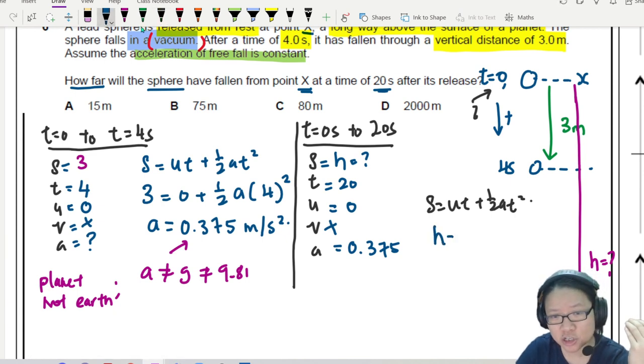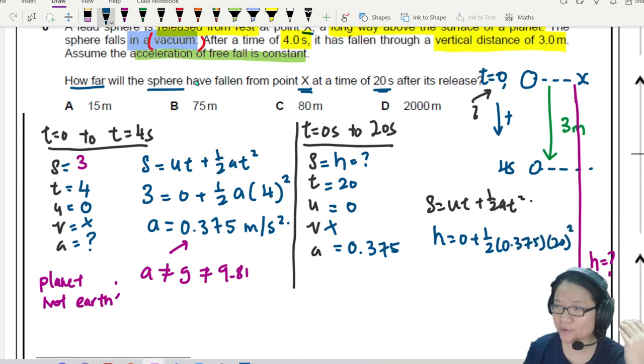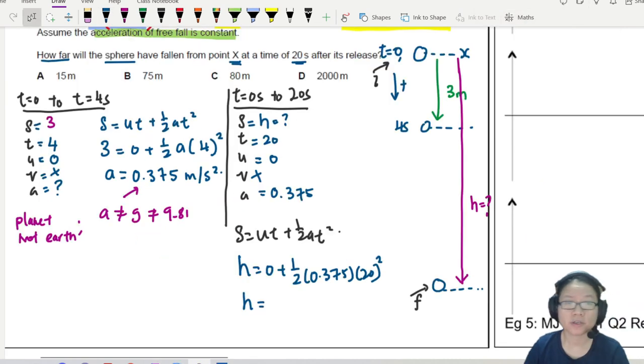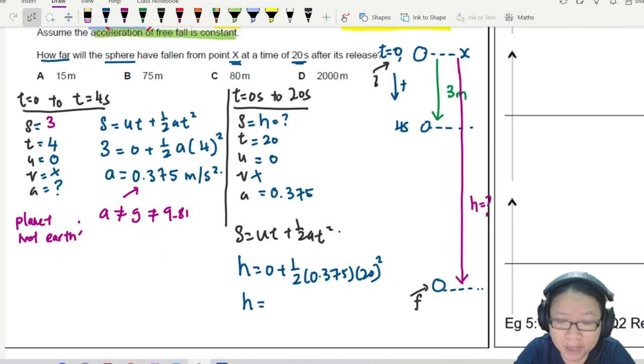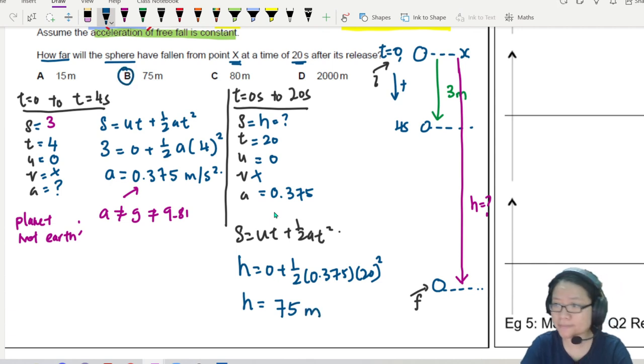And this is h is equal to 0 plus half times 0.375 times 20 squared. So I moved it down a bit for more space. But if I press my calculator for this, I will get 0.5 times the acceleration times 20 squared. This will give me a nice round number of 75 meters. So the answer is B.